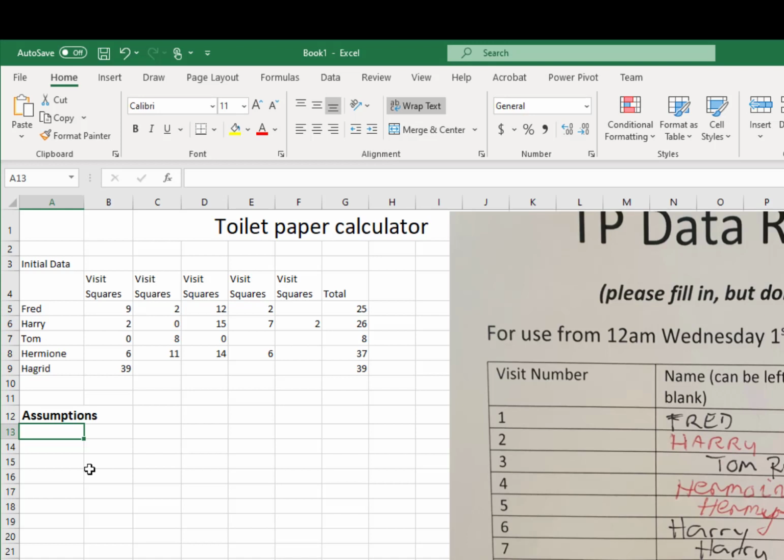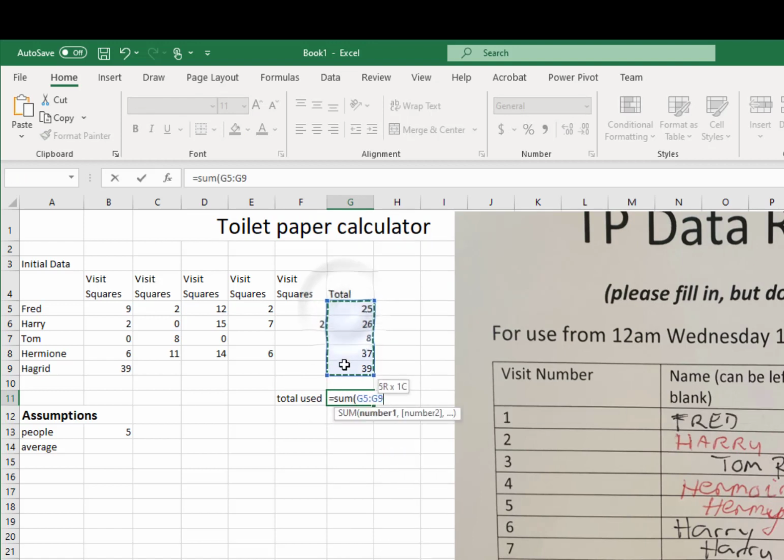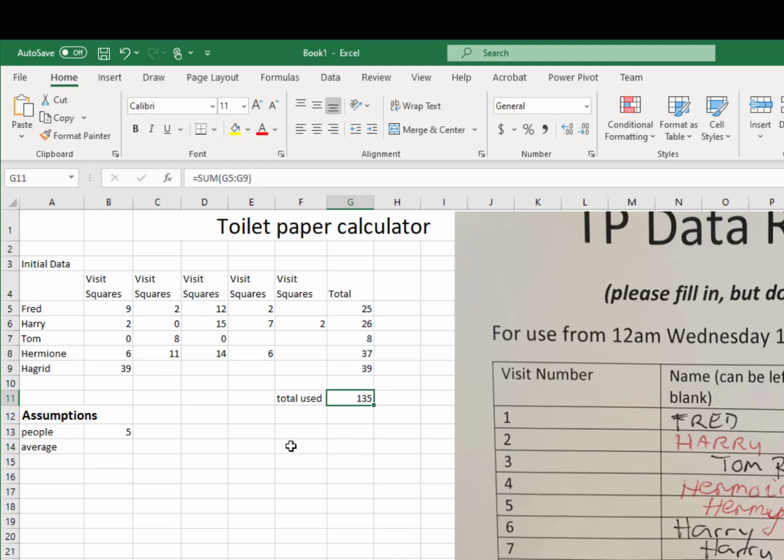So I'm going to start with a couple of assumptions. The first assumption is the number of people in the house, and that's going to be 5 at this stage. That may change. The average is going to equal the total used by all of the members of the household, so that's going to be equal sum, and then the range from G5 to G9, close the parentheses and click the tick, and I get 135 squares used in the day.